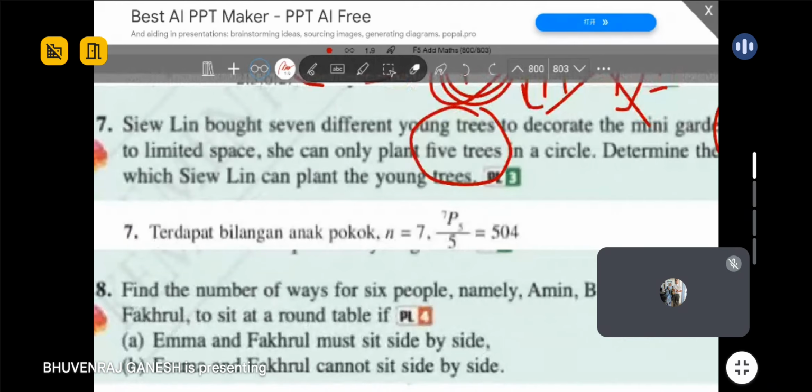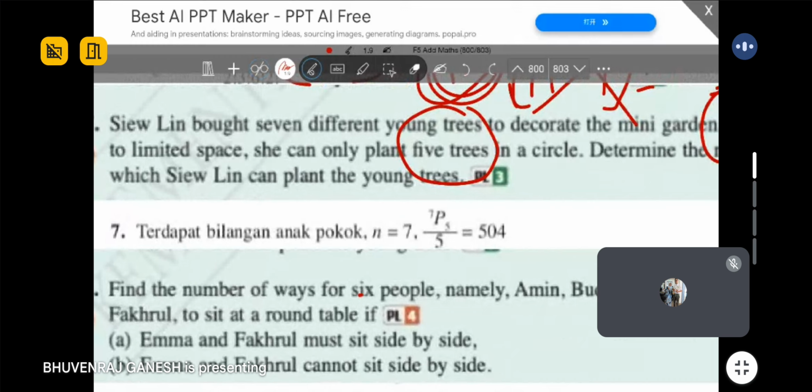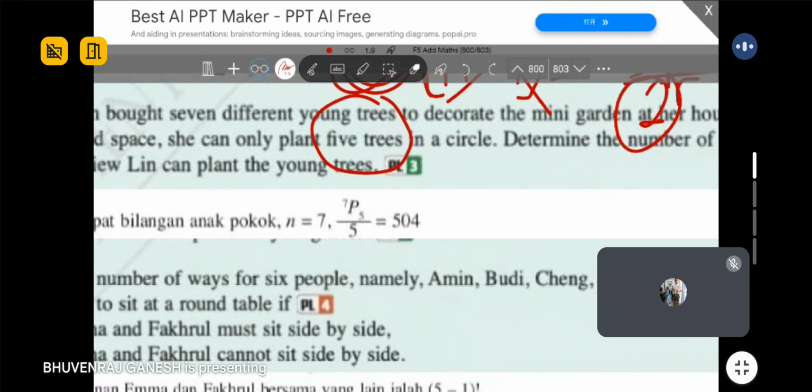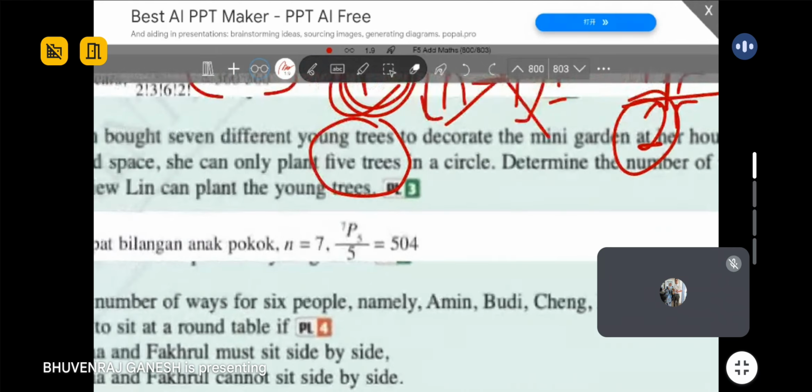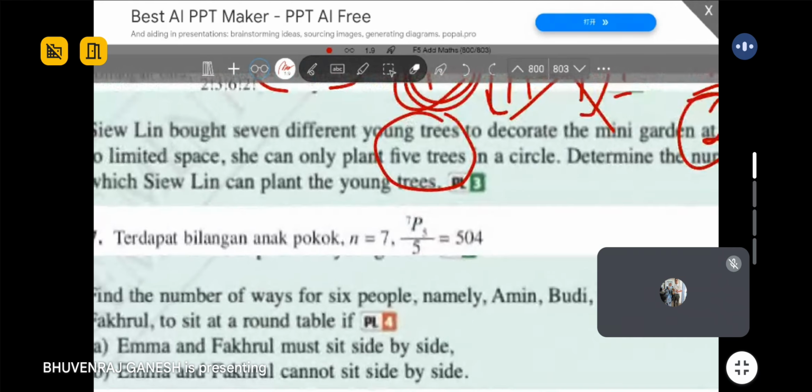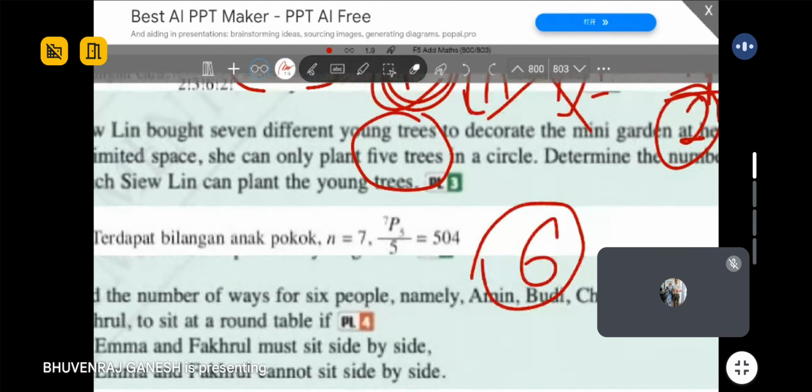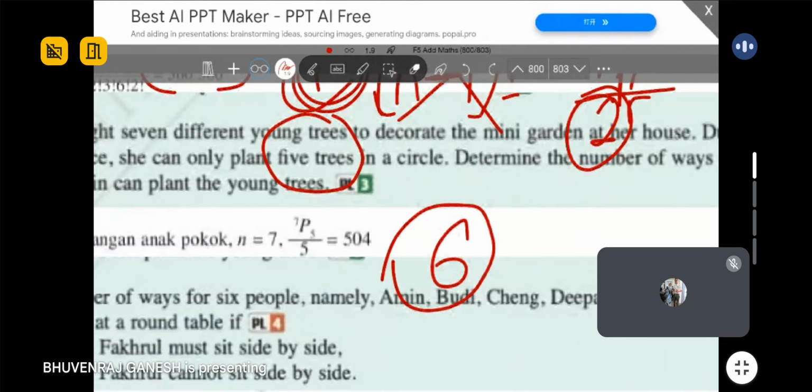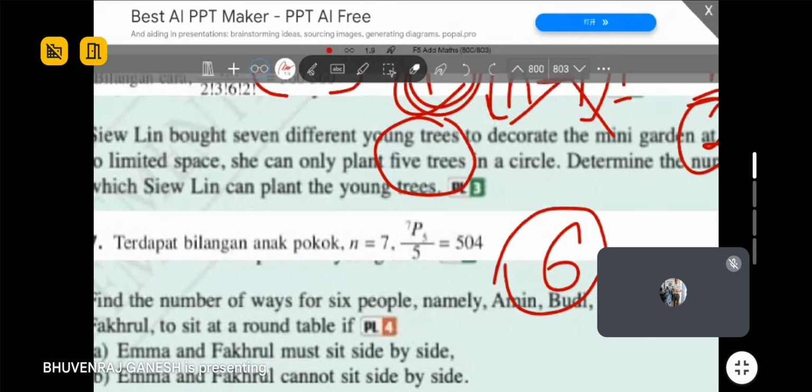Okay? Okay, so this one. Round table, meja bulat. Okay, also circle. Okay, so this one, you got 1, 2, 3, 4, 5, 6. Okay, 6 people. Tapi ada syarat, there is a condition. They say that Emma and Fakul, dia kena duduk bersebelahan. They must sit side by side. Okay, so how to do this, guys? Can you all tell and see? Interesting, this question. They say must sit side by side.